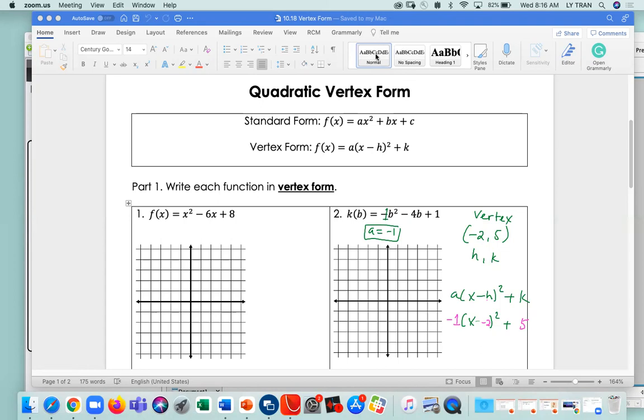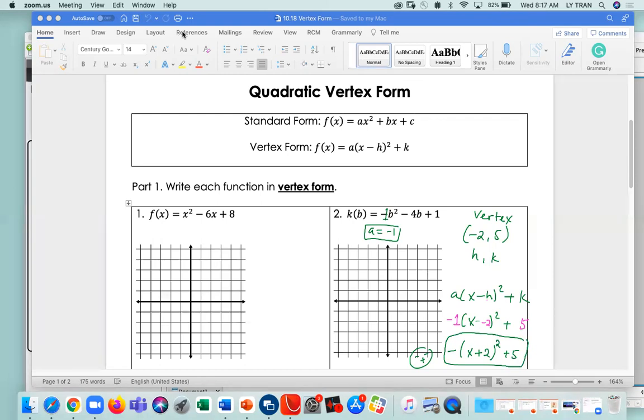Now we're going to simplify our work a little bit. a is -1, you can just keep it as a negative, that's okay. A negative and a negative give us a positive. So it's going to be -(x + 2)^2 + 5. That's it. So that is how we find our vertex form just by plugging it in.